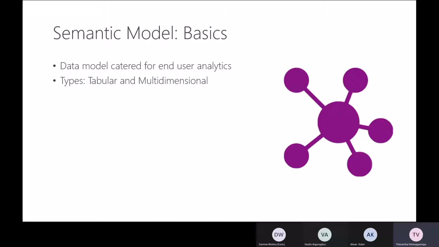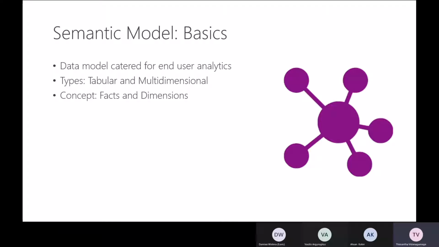And these semantic models are of two types: tabular semantic models and multi-dimensional semantic models. Previously, it was just multi-dimensional semantic models, and later on, tabular semantic models came up. Tabular semantic models are a lot more compressed compared to multi-dimensional semantic models. In this session, we would entirely talk about tabular semantic models, because you can only develop tabular semantic models with Microsoft Power BI.